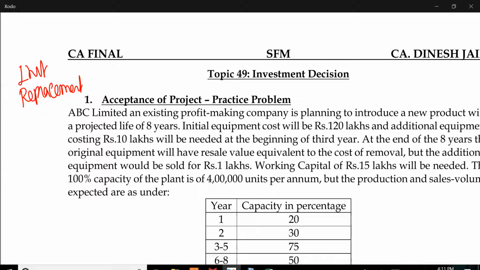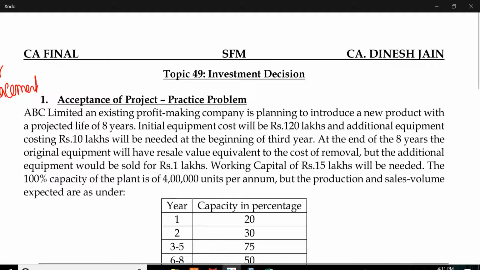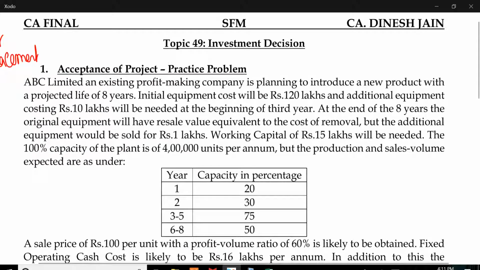So we'll focus on this, and thereafter we'll go to something called risk analysis, which is specifically started at final level, that was not at CA Inter. So whatever we are going to do is technically there at CA Inter, just that the problem will become complex at this level. Let's start with question 1.